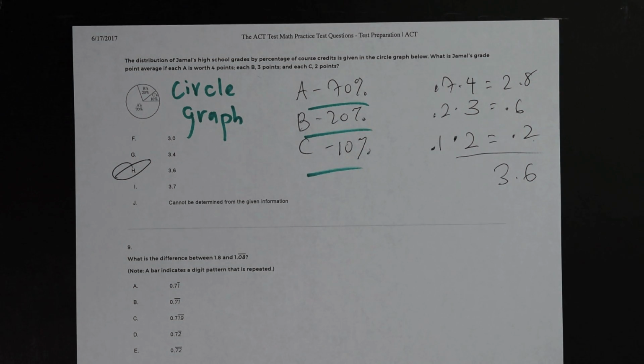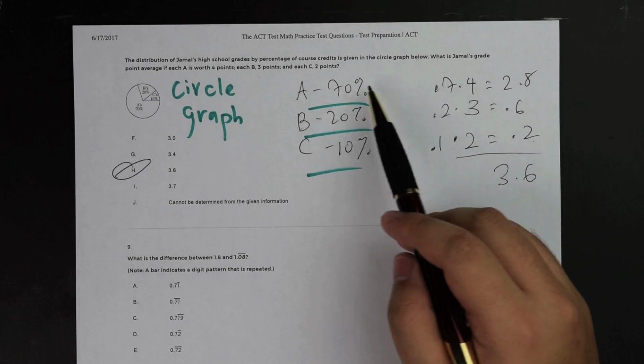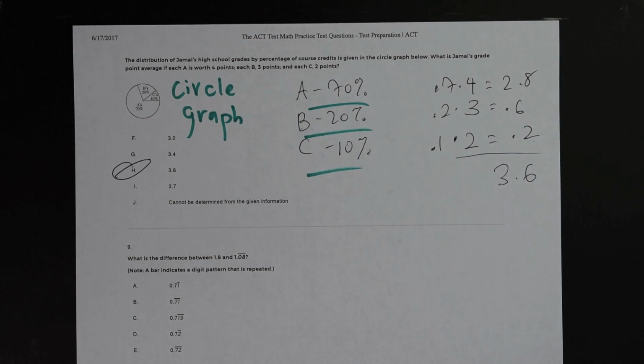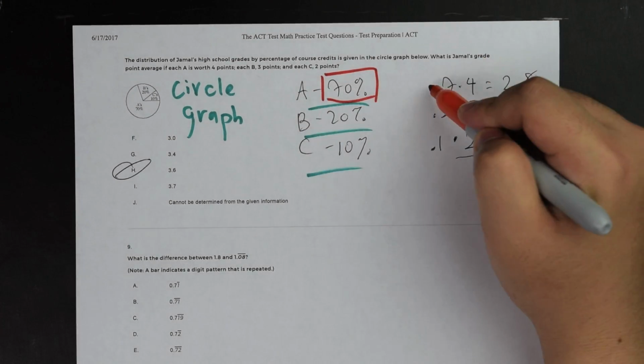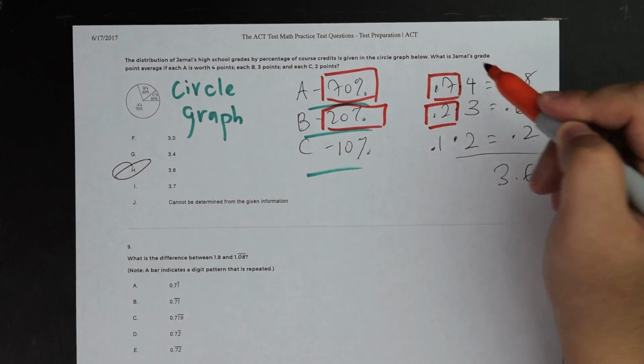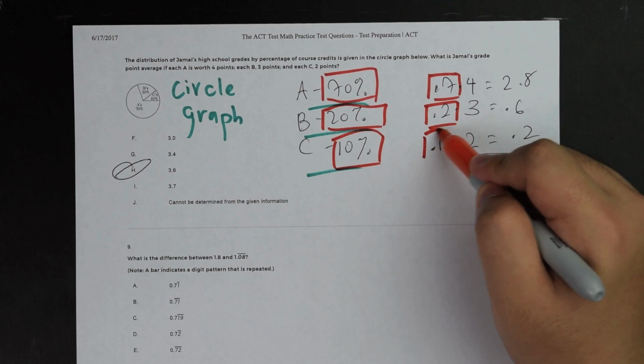After that, I noticed that they tell me each of the score weights, which is very similar to the current US system: A's are going to be 4, B's are going to be 3, C's are going to be 2. And so what I simply did was convert these to decimal values. So this 70% is the same value as 0.7, 20% is the same as 0.2, and 10% is 0.1.